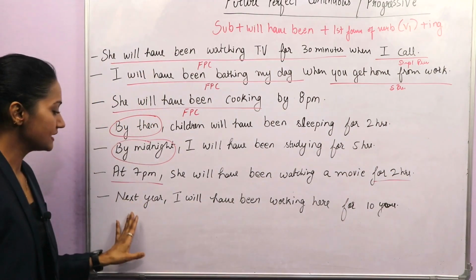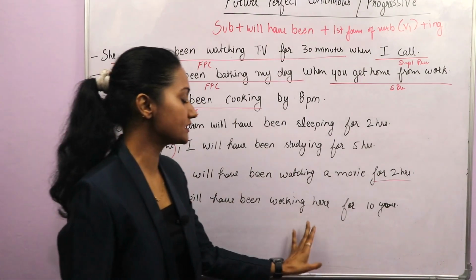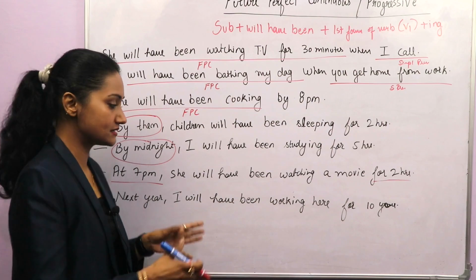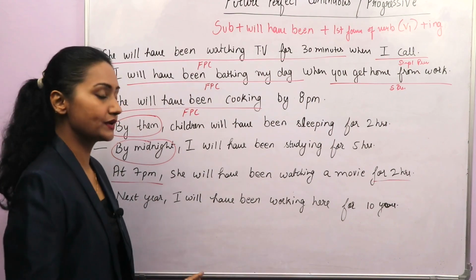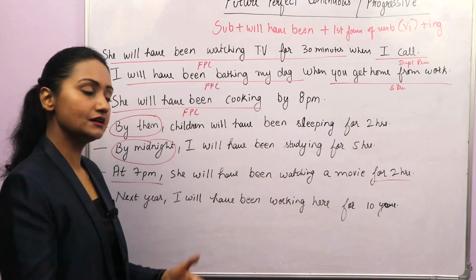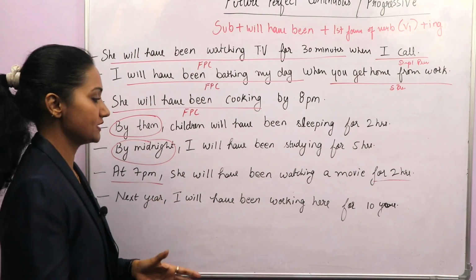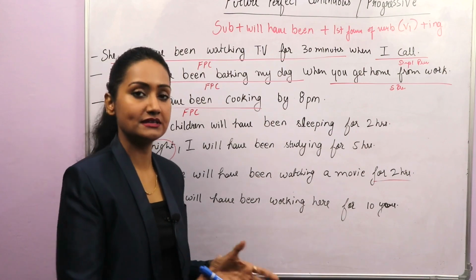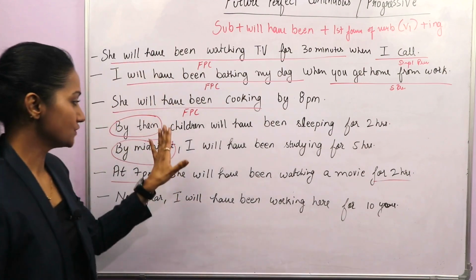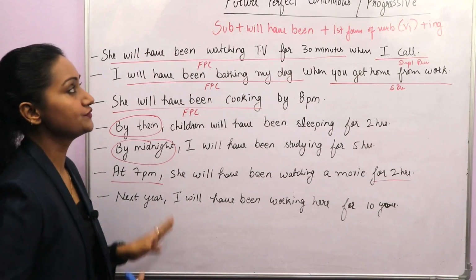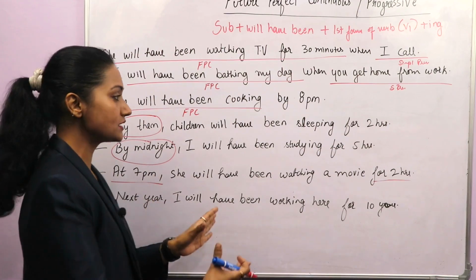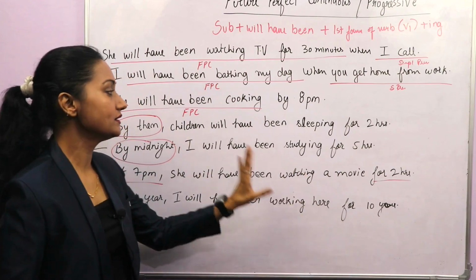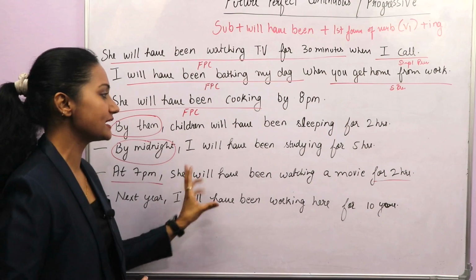Now next is, next year I will have been working here for 10 years. So right now I have not completed 10 years with this company. But next year I will have been working here for 10 years. That means I will complete 10 years with this company. So this is the way you use future perfect continuous to construct different kinds of sentences. You can use it with another action or with a specific or a vague time in future.